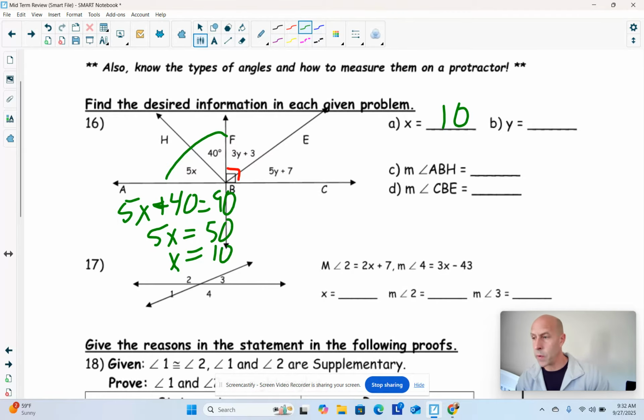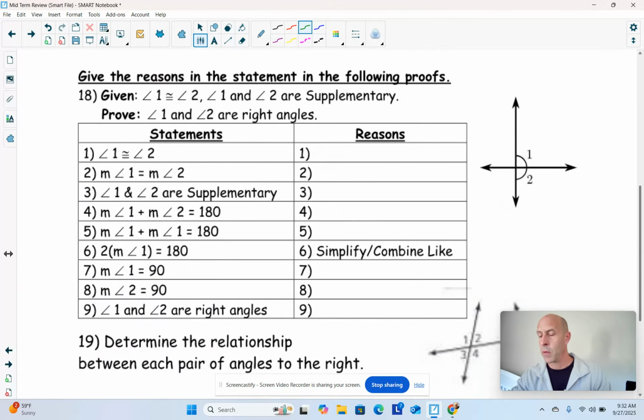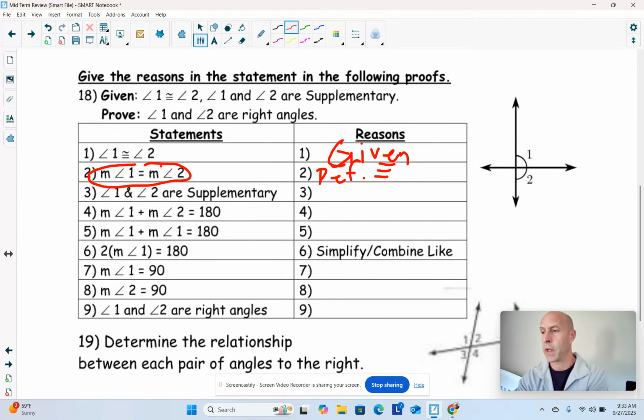Okay, we're doing pretty good. Oops, I just put that on the wrong side, but that's okay. We already know on our proof there for number 18, the first step of a proof is always given. So we can write that in here. And if those two angles are congruent, then why would they have the same measure? Well, that'd be the definition of congruent angles. That would be the reason for that one. And I'll let you finish the rest, and that's going to be based on this picture here.